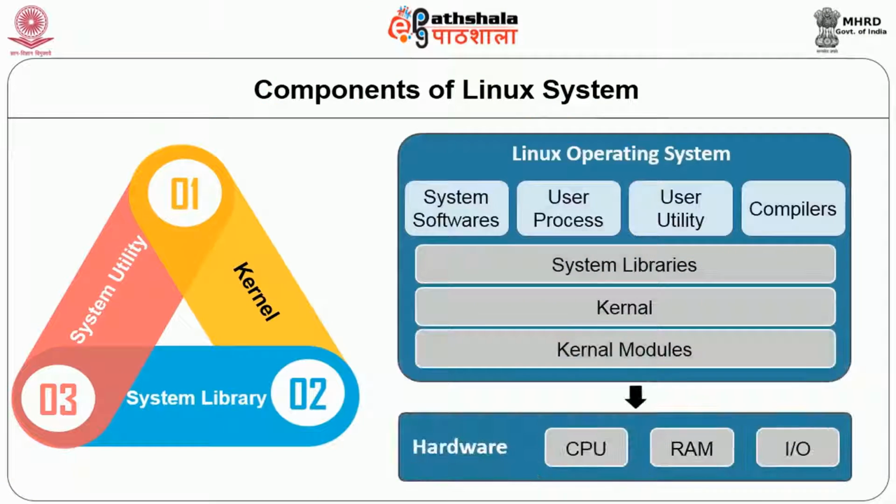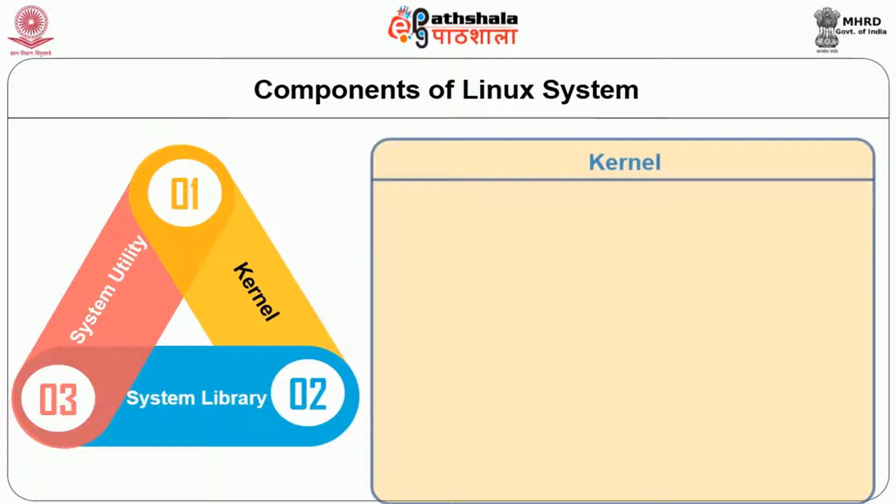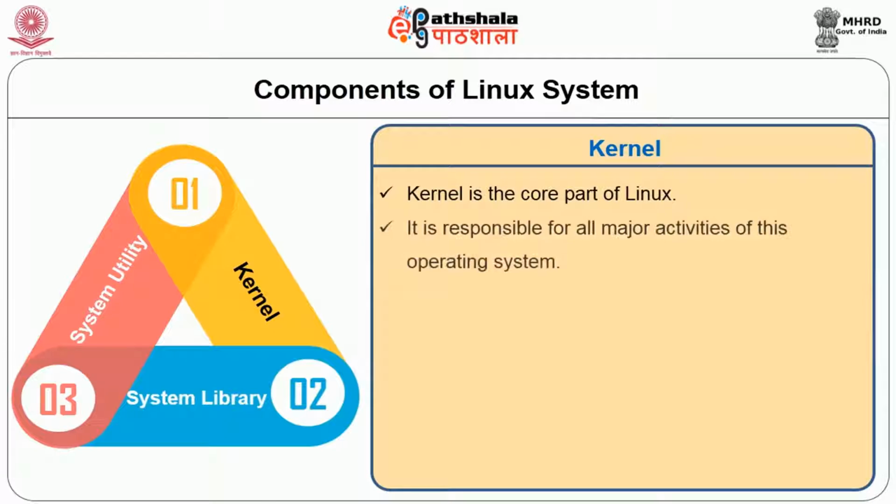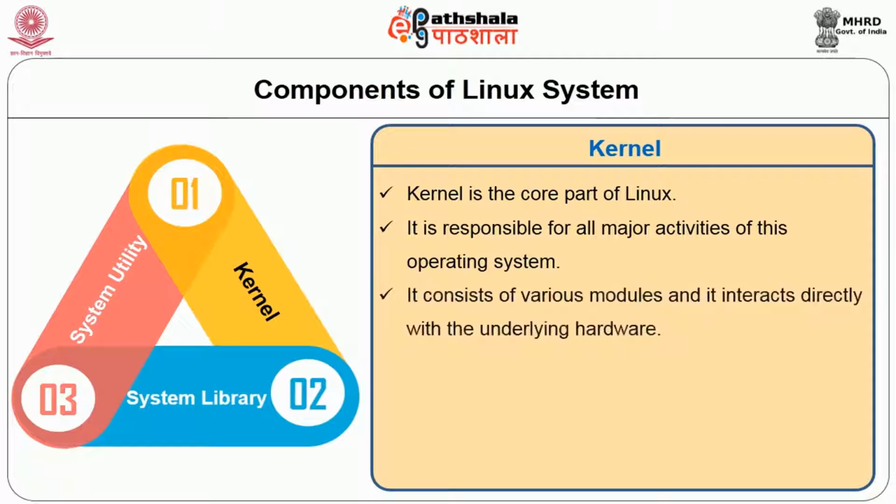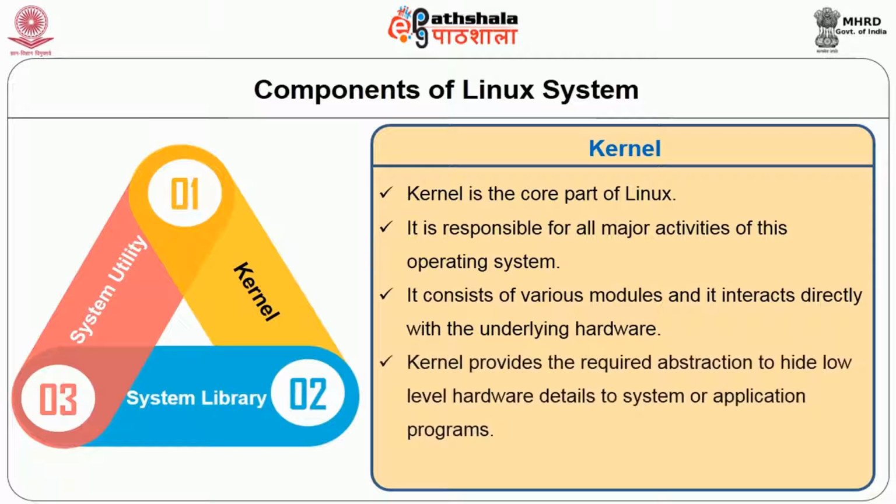Linux operating system has primarily three components: kernel, system library, system utility. Kernel is the core part of Linux. It is responsible for all major activities of this operating system. It consists of various modules and it interacts directly with the underlying hardware. Kernel provides the required abstraction to hide low-level hardware details to system or application programs.